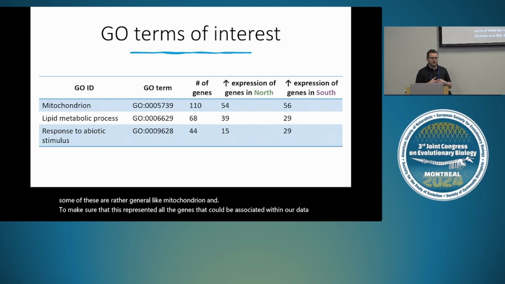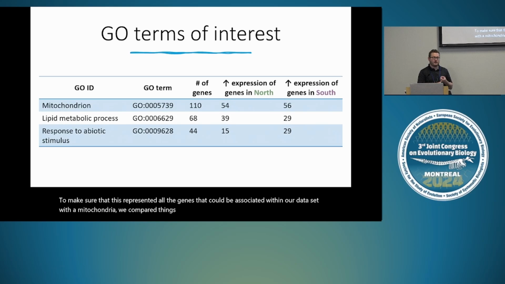With the mitochondria, we compared things like mitochondrial membrane and cellular respiration, et cetera, to make sure that this GO term encompassed all of those genes that fell under that umbrella of what the mitochondria does, and also had unique genes within itself.